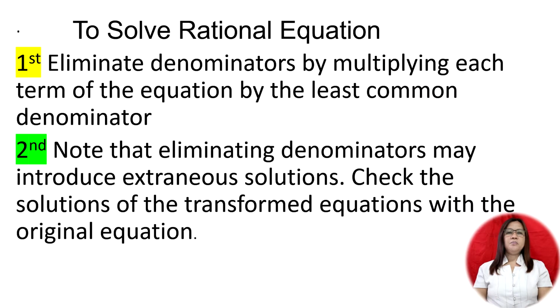Now, get Module 6, Solving Rational Equations and Inequalities, and turn to page 9. To solve a rational equation, eliminate denominators by multiplying each term of the equation by the least common denominator. Second, note that eliminating denominators may introduce extraneous solutions. Check the solution of the transformed equation with the original equation.